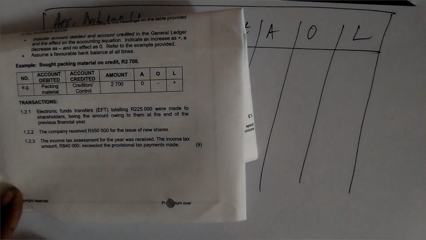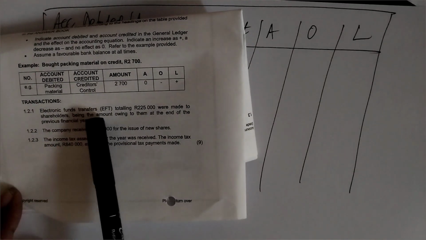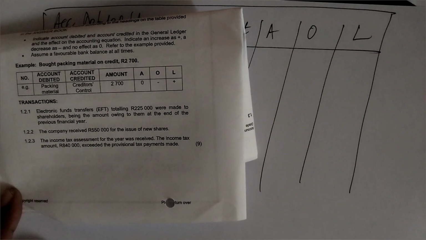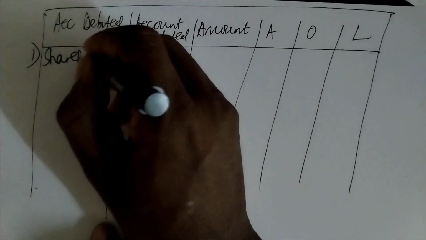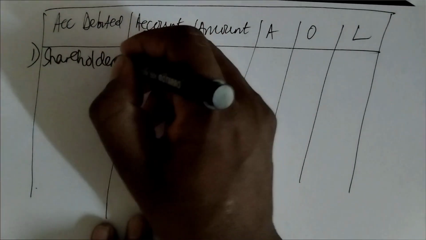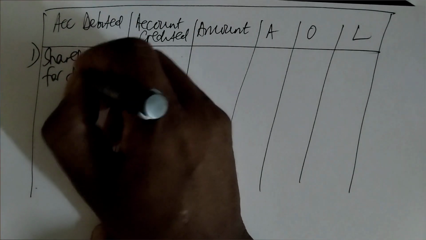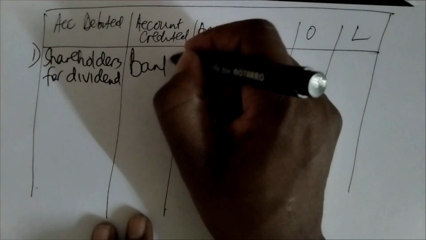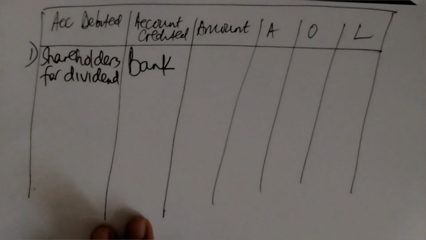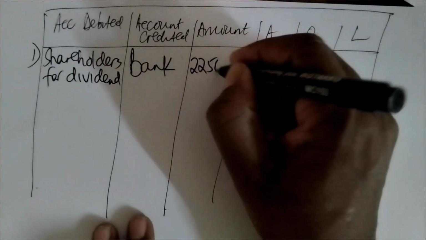Remember, the accounts that are going to be affected are obviously the bank, because they said EFT there, and then number 2 is going to be your shareholders for dividend. So what do we debit? We're going to debit shareholders for dividend. We're crediting the bank because we're going to make a payment using the bank. The amount was given as 225,000.